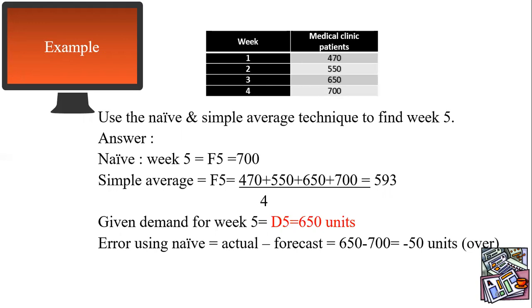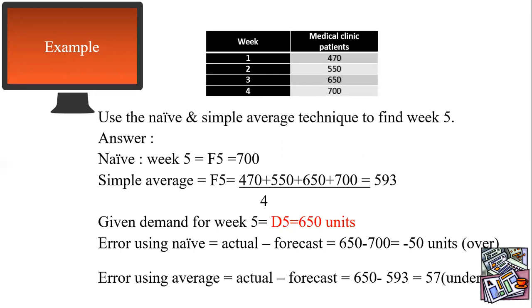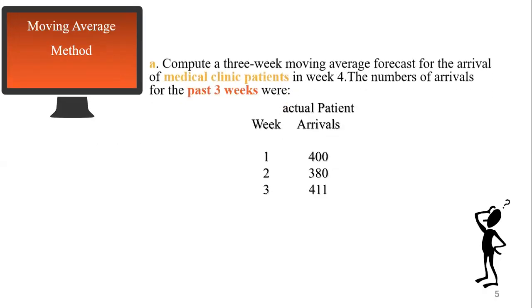So if you use the naive in this case, it will be overestimating. What about the simple average? The simple average forecast tells me it is 593. So what is the error here? 650 minus 593 gives us 57. Oops, it is positive. What do you mean by this positive? I was underestimating. The average technique means taking all the 4 observations divided by the number of weeks, which is 4, and it gives you 593. So I was expecting 593 to come, but what actually came was more. So I was underestimating. Great. So now you know the difference between the naive and the simple average. Let's go to the third technique.